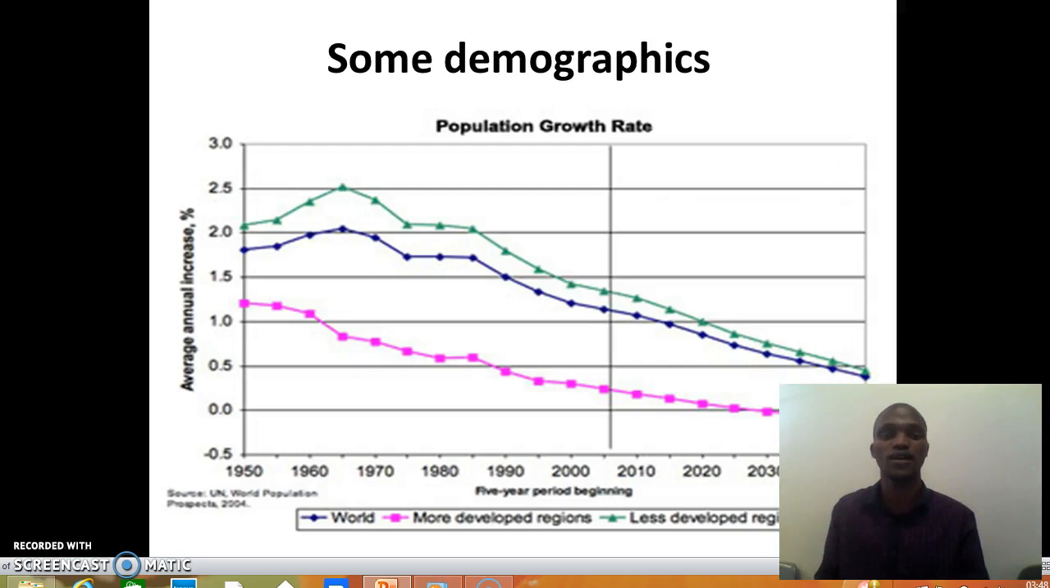Here we have the population growth rate being graphed. Here we have the line of the world, and here we have that of less developed regions, and the pink one represents the graph of more developed regions. So you can see that the growth rate in more developed regions is actually going down, and in all of these, but the rate at which they are going down is not the same. That of more developed regions is actually fast as compared to these two, the green one and the blue one.